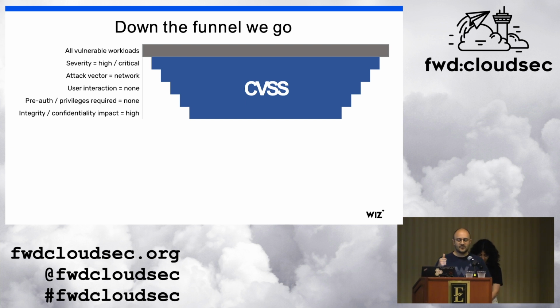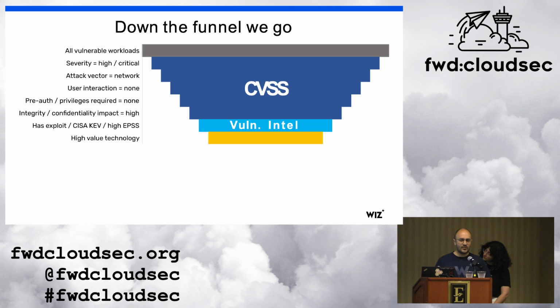And we want something that has either an integrity or a confidentiality impact, because otherwise it's likely to be a denial of service vulnerability and not an RCE or an information disclosure. So that's like the dry CVSS data. That's our starting point. The next becomes a bit more difficult.